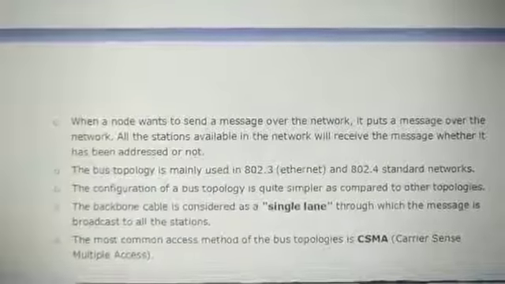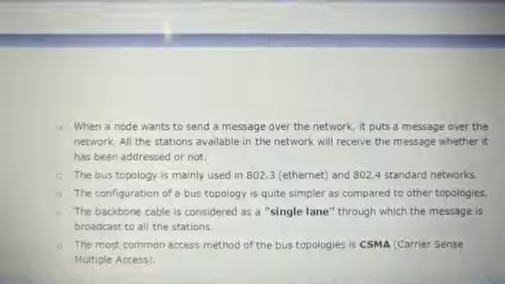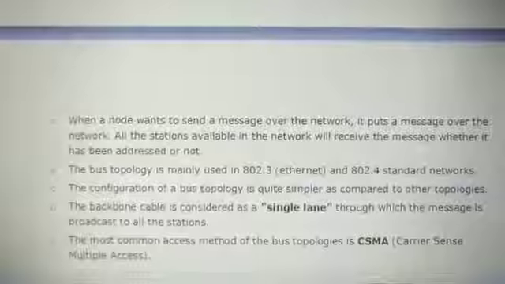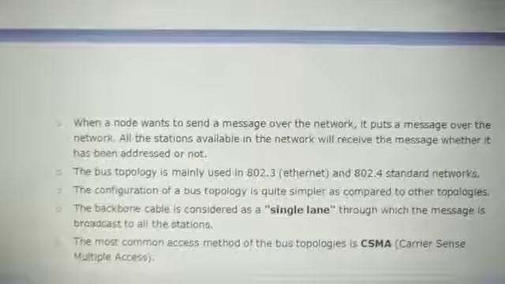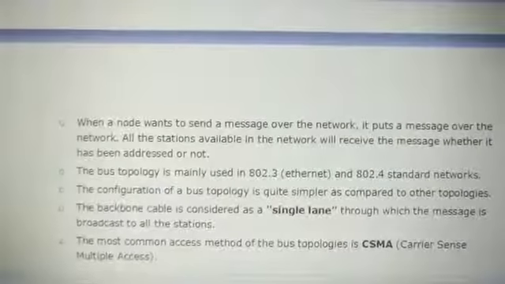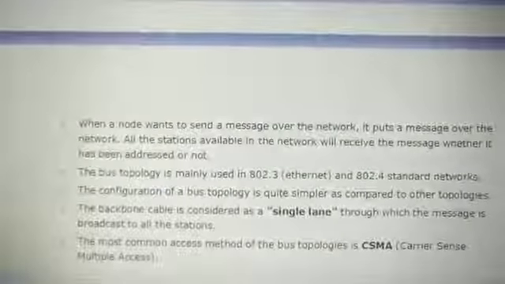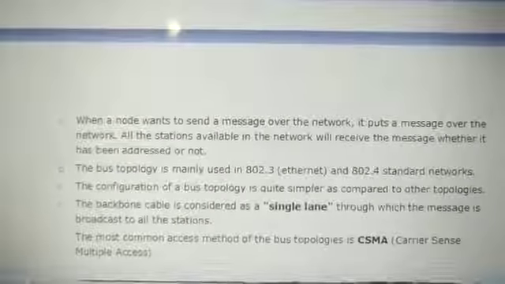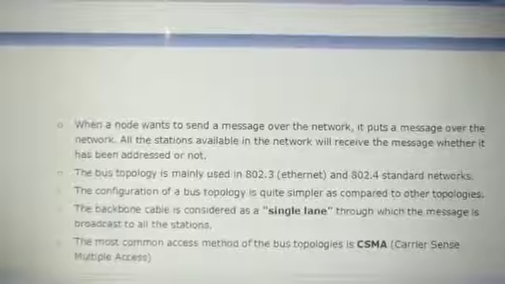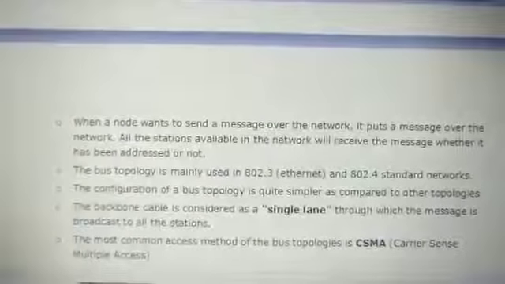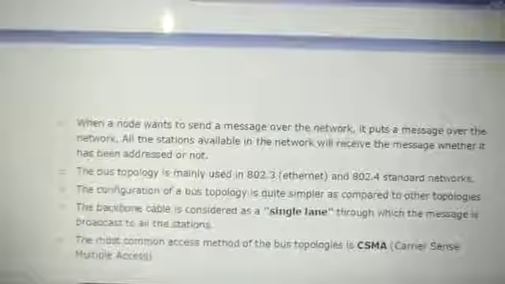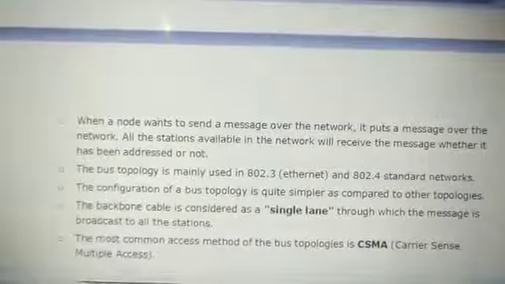Okay, the bus topology is mainly used in the 802.3 Ethernet or 802.4 standards networks also. The configuration of the bus topology is quite simple as compared to the other topologies. This backbone cable is considered as the single line through which the message is broadcast to all the stations. The most common access method of the bus topology is CSMA, that is carrier sense multiple access.